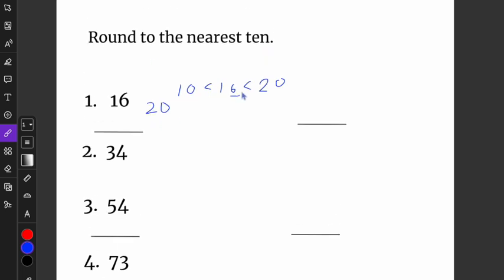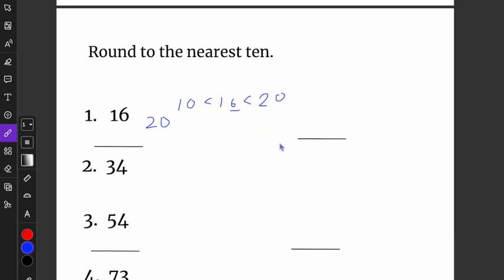And a general rule is that if the ones place is less than 5, the tens remains the same, so it rounds down. And if the ones place is greater than or equal to 5, it rounds up. So it would go to the next 10. So number 2, since the ones place of 34 is 4, and since 4 is less than 5, it rounds down to 30. That means it's closer to 30 than it is to 40.